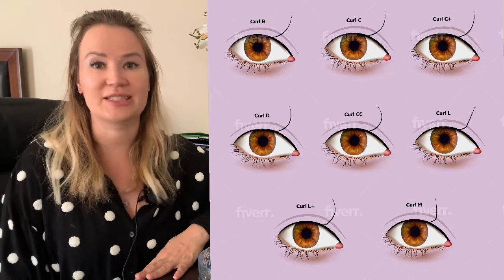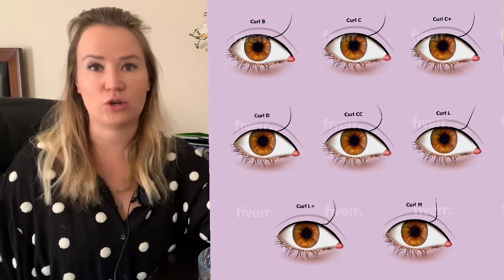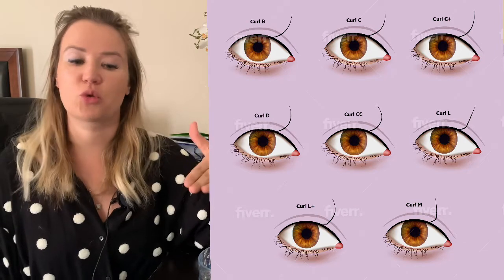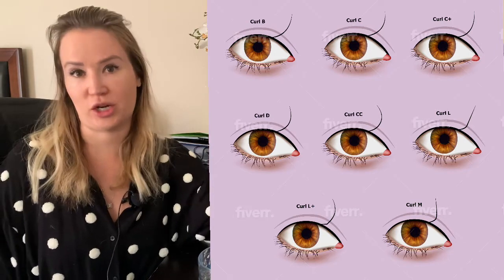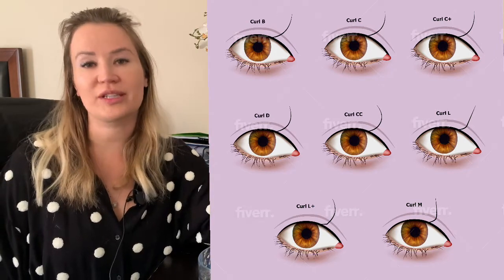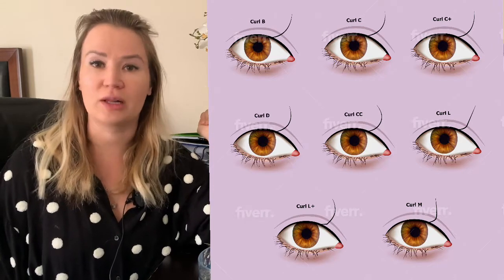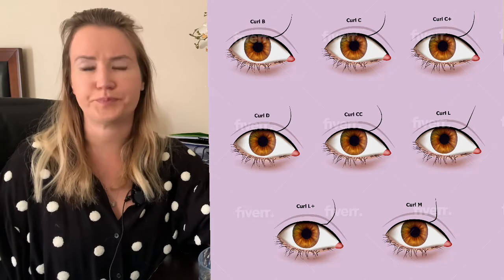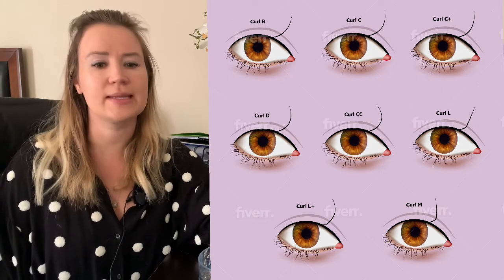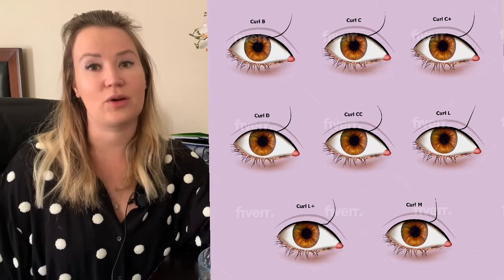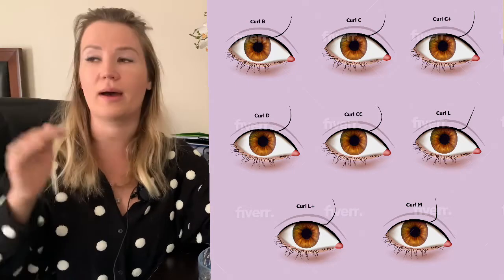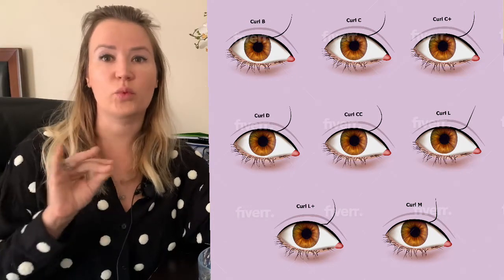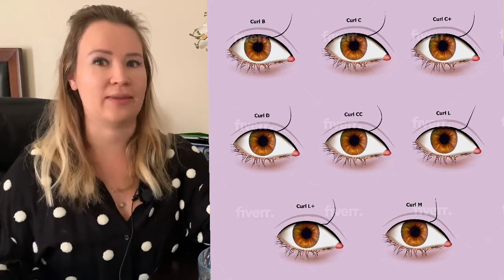So anyhow, let's get into it. Let's take a look at the different curls. We're going to start with the flatter curls and move on to the curlier and newer exotic curls. So the first curl we're going to talk about is actually the J curl. This is not a very common curl. I don't see it as much anymore. Not that many people use it, because it is very, very natural. It has no curl whatsoever. It really is almost flat.